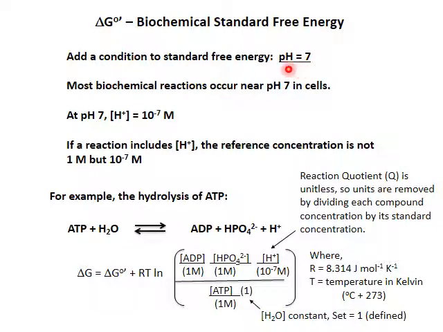And the pH of 7 equates to a hydronium ion concentration of 1 times 10 to the minus 7 molar. So if a reaction includes protons in it, the reference concentration is not 1 molar, but 1 times 10 to the minus 7 molar. All right?